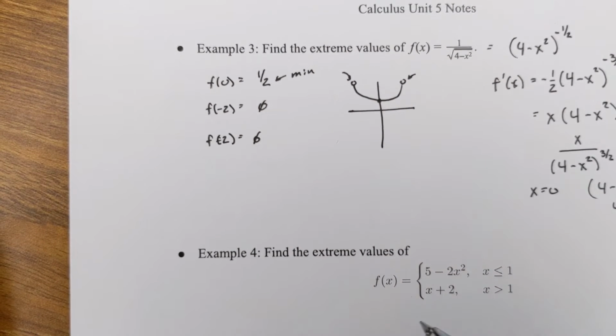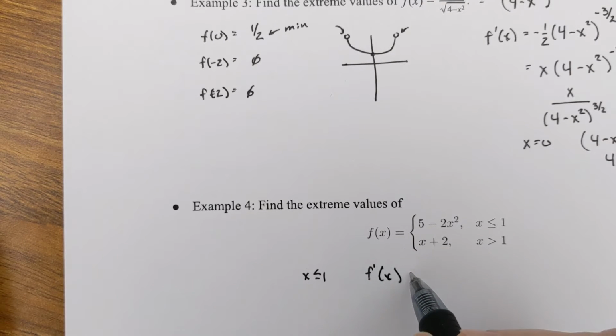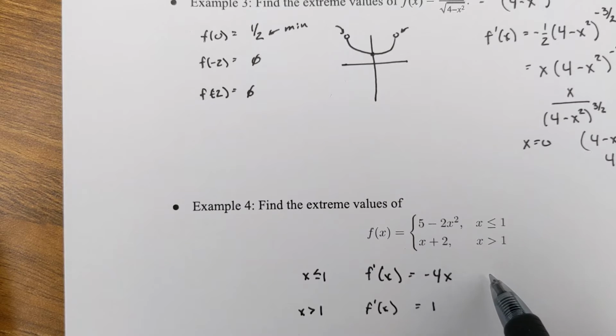Okay, let's see here. Find the extreme values of this function. All right, so we've got a piecewise here that switches at 1. So left of 1, for f prime for the top, when x is less than or equal to 1, our derivative is -4x. And when x is more than 1, our derivative is 1. So this will never equal 0, so there's no critical values here. If I set -4x equal to 0, I get x equals 0.